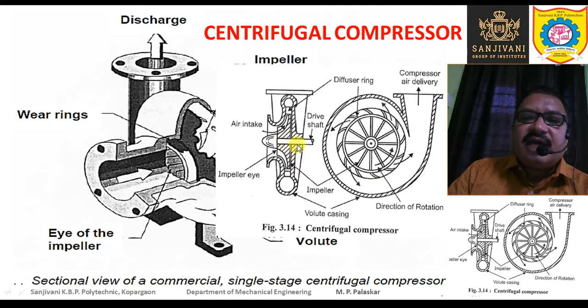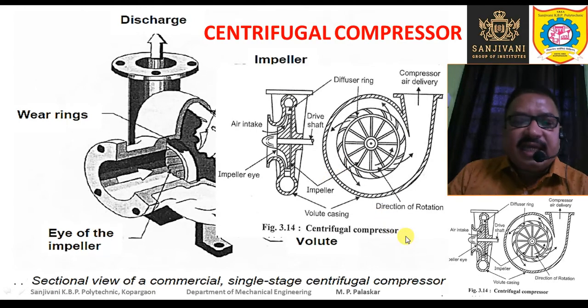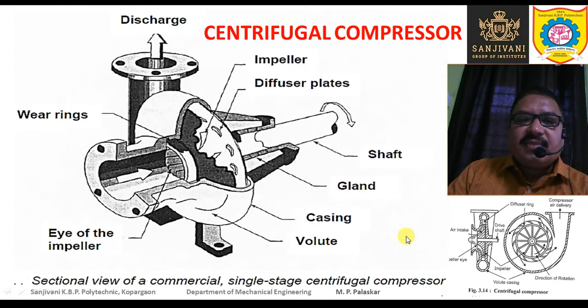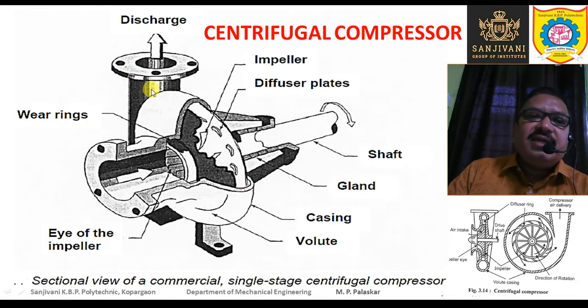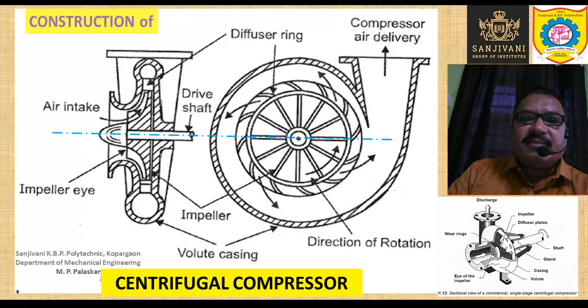So this is the drive shaft. Here the drive shaft is shown by this circle, and here you can see the various parts of this particular centrifugal compressor. In the next slide we are going to study this in detail. So let us go to the next slide, and before that you should observe this particular picture so that you can understand better the shape of the centrifugal compressor.